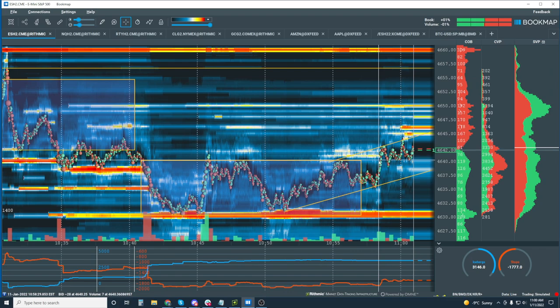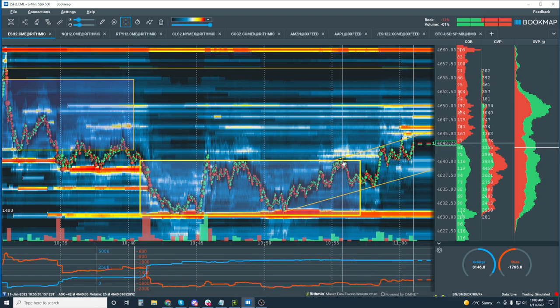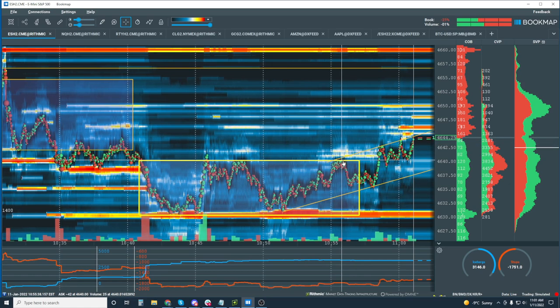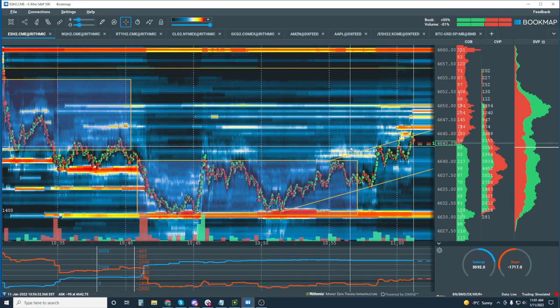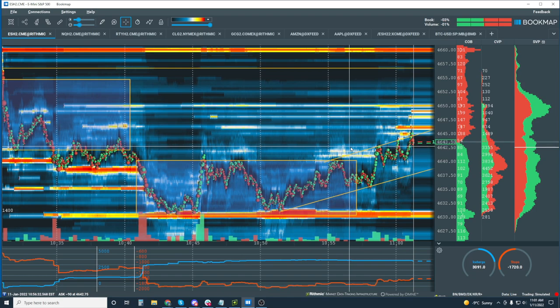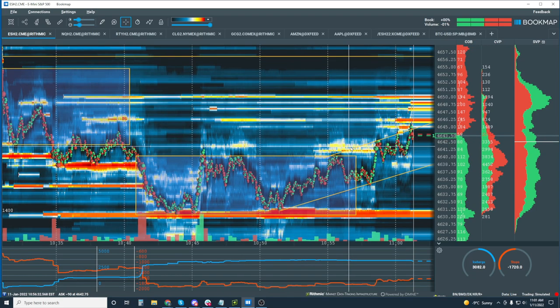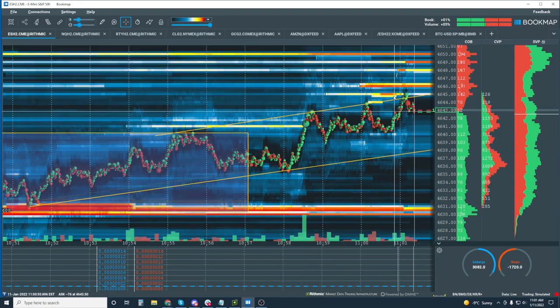Okay, still sustained, still above. See how it's bouncing off of the top of the range here? This is good. Okay, tested our 45 liquidity. That's already transacted.